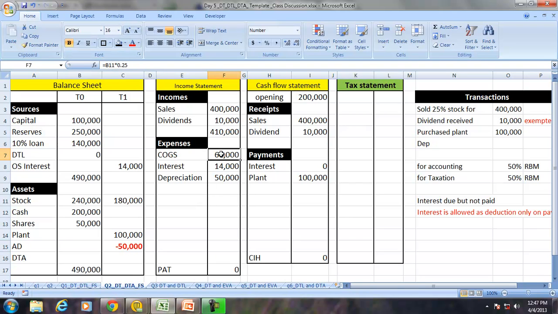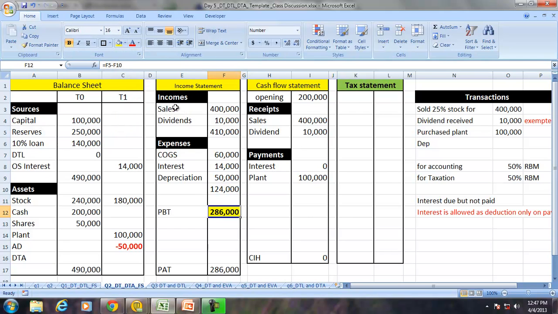Now we have all items of incomes and expenses, so we can find PBT. PBT is equal to 410 minus 124, the profit before tax is equal to 286,000.